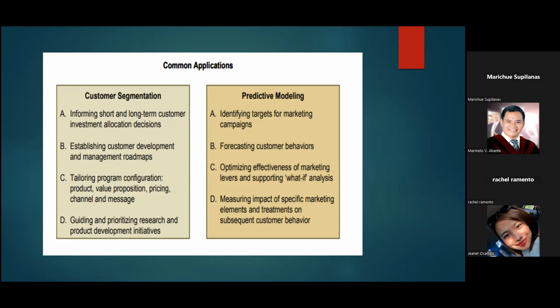The development plan should include a set of objectives, goals, and performance metrics that are derived from the unique opportunities and challenges present with each customer group. The segment level plans function as a strategic roadmap, supporting business growth and attempting to maximize the potential of each customer relationship. Letter C, tailoring program configuration, product value proposition, pricing, channel, and message.